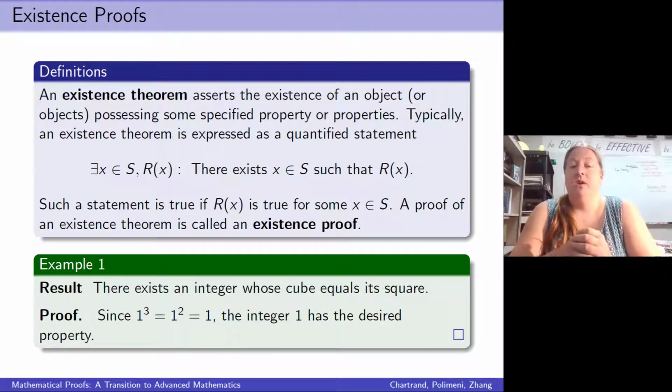So here's an example of a result in a proof. The result is there exists an integer whose cube equals its square. Since I'm just looking for one example, all I need is one example. So I can show that there exists an integer by giving the example of 1. 1 cubed equals 1 squared. They're both 1. So therefore, the integer 1 is an integer that exists whose cube equals its square. I also could have used 0 as an example here. And that is a proof of an existence theorem.